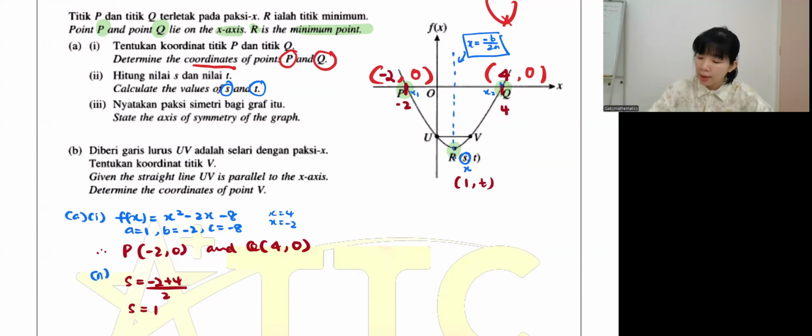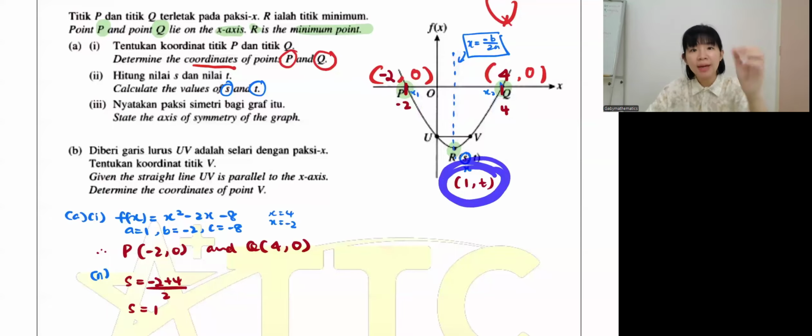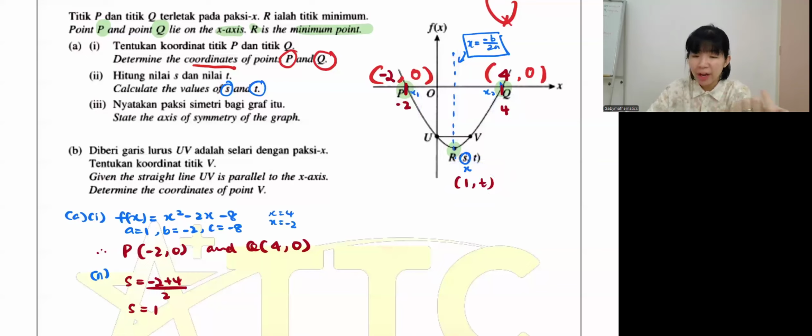So every time you have a coordinate, we have x and y coordinates only. If I have x, I want to find y. I got one of them already. I got x, I want to find y. So we always sub into the equation.